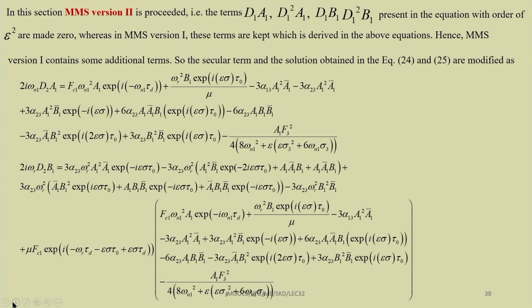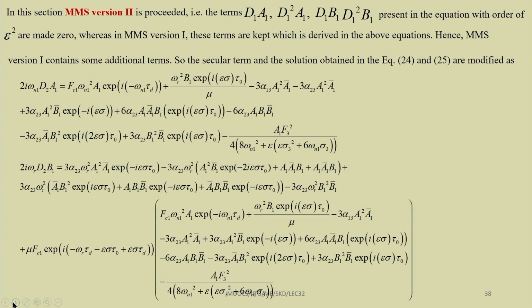So, the normal way when we are deriving is version 1. In case of version 2, the terms D1 a1, D1 square a1, D1 b1, D1 square b1 present in the equation with order epsilon square are made 0, whereas in MMS version 1 these terms are kept, which is derived in the above equation. Hence, method of multiple scales version 1 contains some additional terms. The secular term and the solution obtained using those equations are modified.